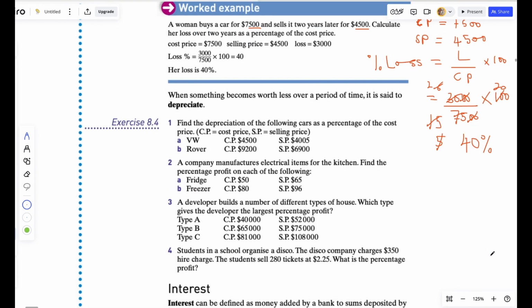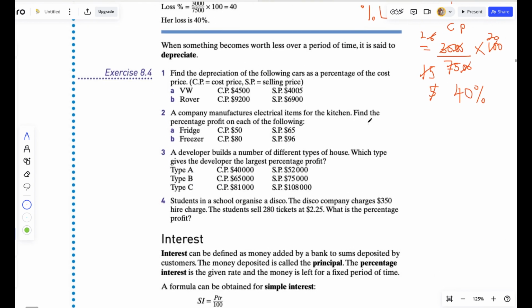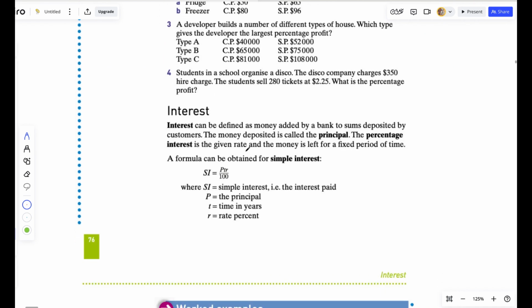Okay, so at this junction, you pause the video and solve all of these questions. All the percentage loss and percentage profit. Remember, if you're looking for percentage loss, it is the loss over the cost price times 100. If you're looking for percentage profit, it is the profit over the cost price multiplied by 100. Now let's go to interest.